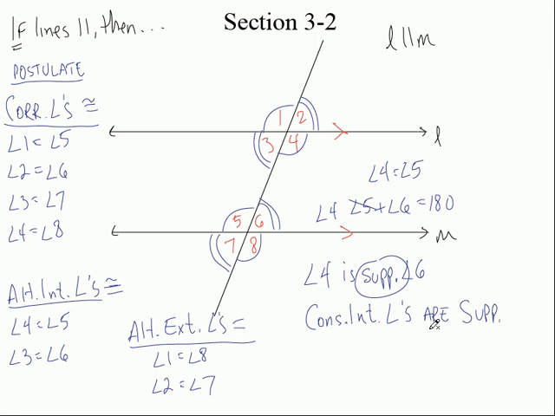I'll just shorthand it right there. Do you see that? So we could say angle 4 is supplementary to 6. I'm running out of time, so you have to write it down. And we can also say that 3 and 5 are also supplementary to each other. That means they add up to 180. Okay?